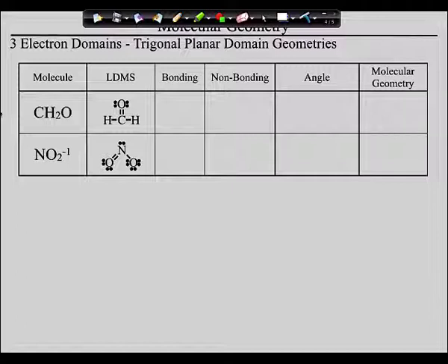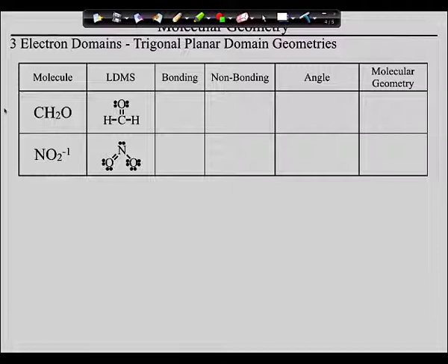So guys, take a look. How many domains are on this carbon? 3, right? How many domains are on this nitrogen? Are you sure? So 1 domain, 1 domain, 1 domain. So that's the point, right? Both of these molecules have 3 domains on the central atom. And that's why they're a part of this group, because they have 3 electron domains, which means their domain geometries are trigonal planar. Now let's look at their molecular geometries.